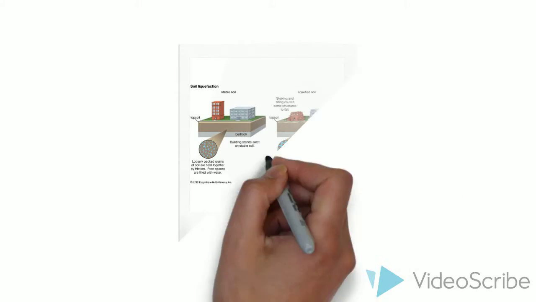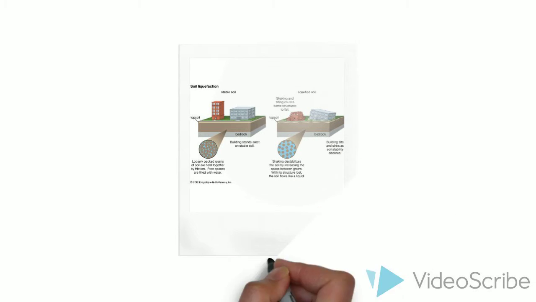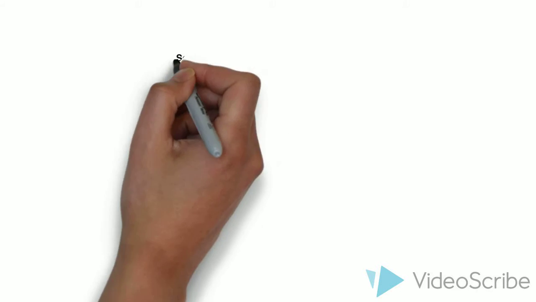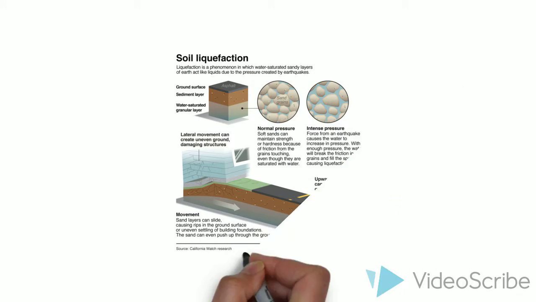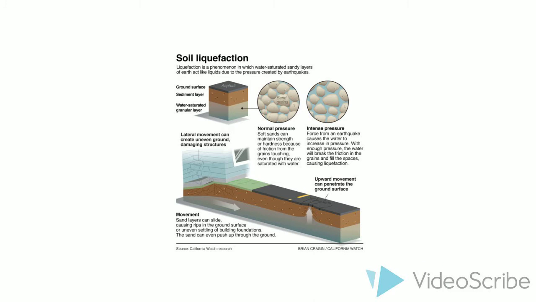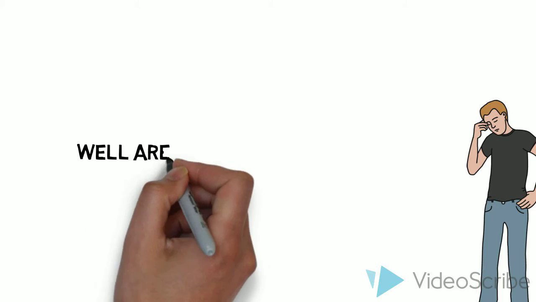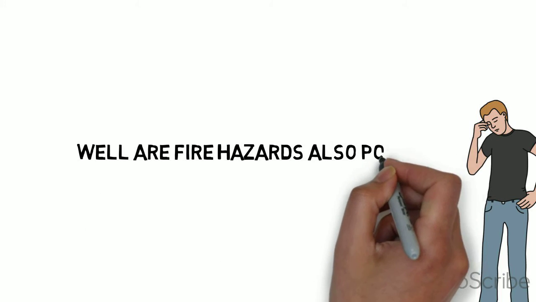Similarly, the liquefaction hazard is when infrastructure sinks because it is built over reclaimed land. The soil used in reclaimed land is already soft and weak to begin with. Thus, when the earthquake happens, the soil tends to sink and the water under tends to rise up over the soil. Well, are fire hazards also possible?